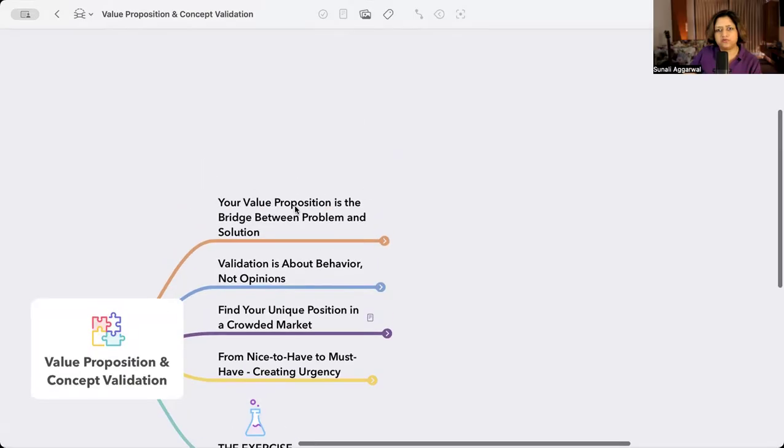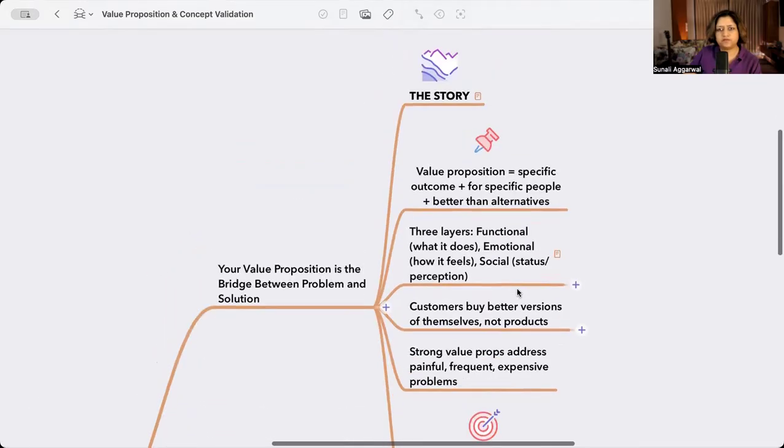I hope you enjoyed that story. I personally find that case study very inspiring in understanding what it is that you bring to the table vis-a-vis your competition. I'm just going to check if we missed any points. Your value proposition is the bridge between problem and solution. You saw that. Your value proposition is equal to a specific outcome for specific people better than alternatives. You need to remember this.